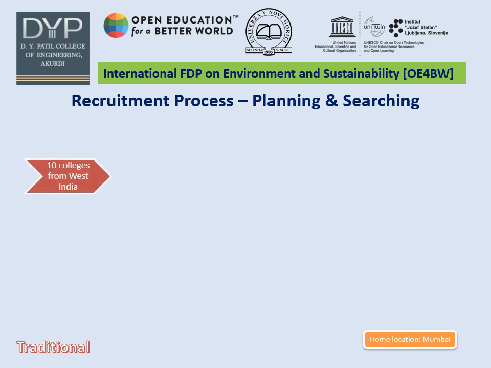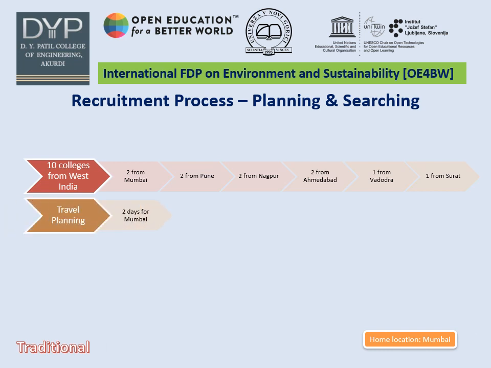In the example of planning, we have selected 10 colleges from West India: 2 from Mumbai, 2 from Pune, 2 from Nagpur, 2 from Ahmedabad, 1 from Vadodara, and 1 from Surat. The travel planning would be 2 days required in Mumbai, 2 days in Pune, 2 days at Nagpur, 2 days at Ahmedabad, 1 day for Vadodara, and 1 day for Surat.